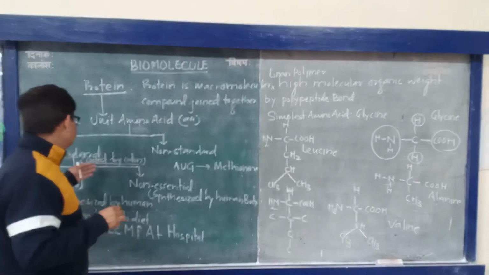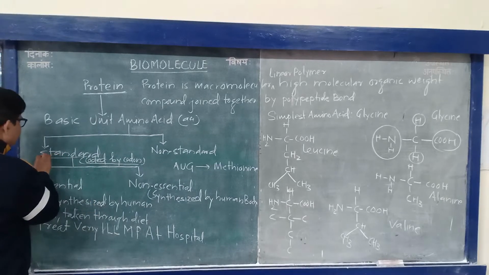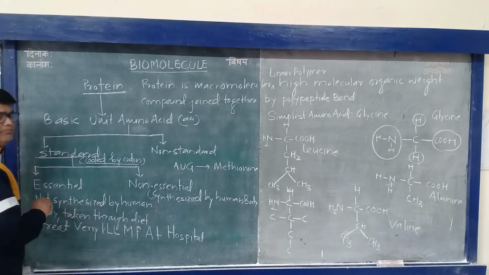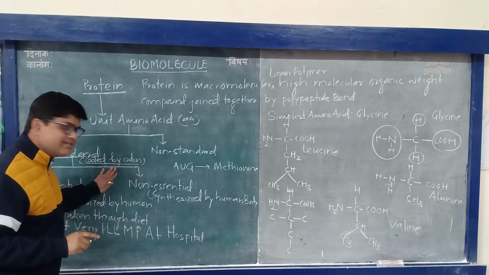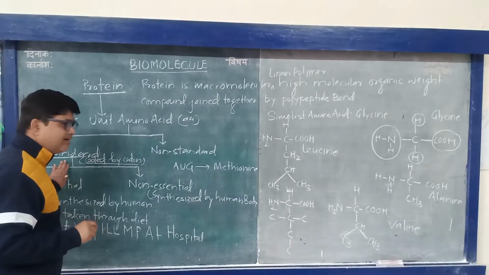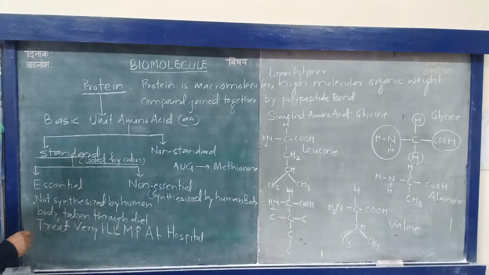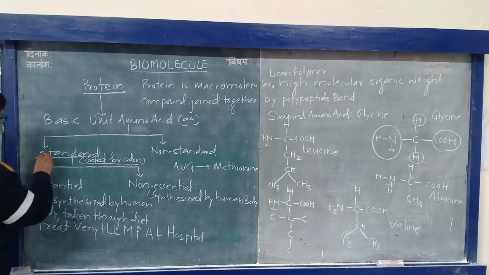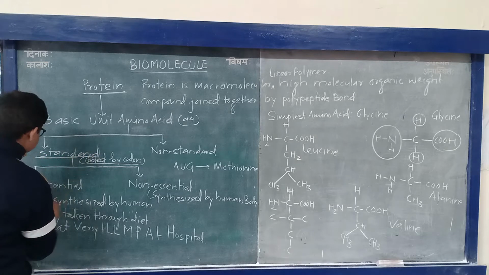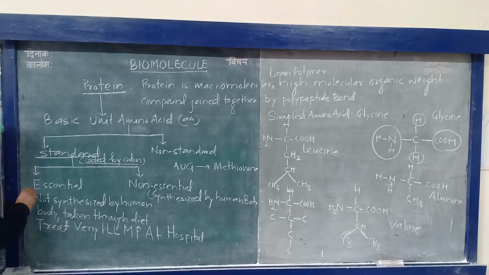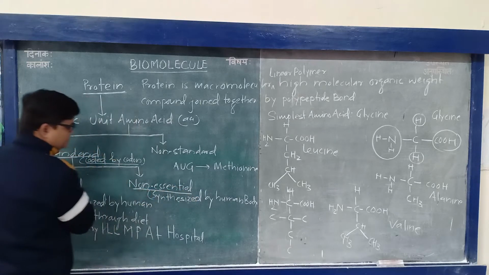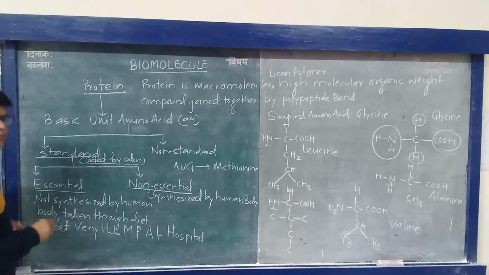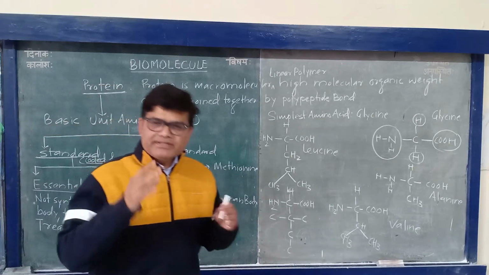So let us try to know what we mean by a standard amino acid. An amino acid coded by a particular codon, then we can say it is a standard amino acid. Next, in the category of standard amino acids, there are two types. One is essential amino acids and the other is non-essential amino acids.